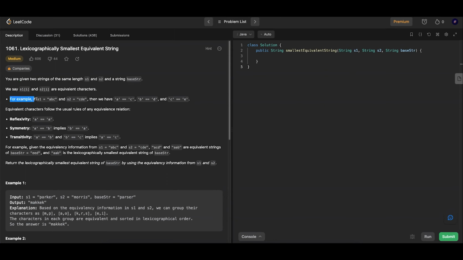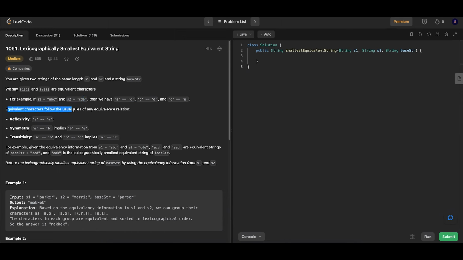So for example, if S1 is ABC and S2 is CDE, then A equal to C, B equal to D and C equal to E. So the first character is equivalent to the first character in the second string, A equal to C. And then the second character in the first string is equivalent to the second character in the second string. So we say B equal to D, and the last character is also equivalent in both strings, C equal to E.